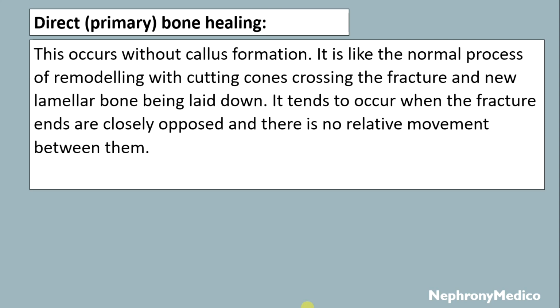Now, direct or primary bone healing. This occurs without callus formation. It is like the normal process of remodeling with cutting cones crossing the fracture and new lamellar bone being laid down. It tends to occur when the fracture ends are closely opposed and there is no relative movement between them.